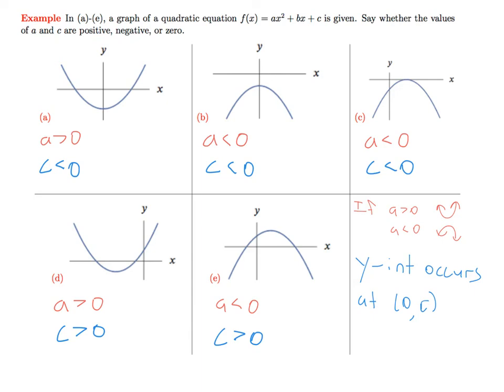So to summarize, in the general form, we can gather the sign of the leading coefficient a by looking at whether the parabola opens upward or whether it opens downward. And the general form is a good, quick way we can identify the y-intercept by looking at the constant c. If the constant c is positive, we're going to have a y-intercept above the x-axis. And if the constant term is negative, we're going to have a y-intercept which occurs below the x-axis.